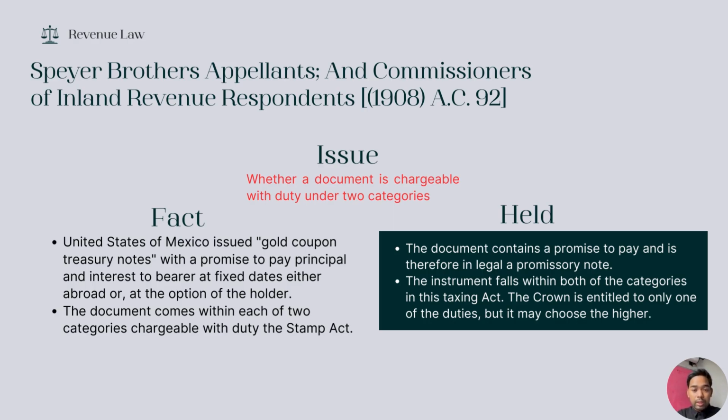So it was held that the document contains a promise to pay and is therefore in law a promissory note. Therefore, the instrument falls within both of the categories in this taxing act. The Crown is entitled to only one of the duties, but it may choose the higher one.